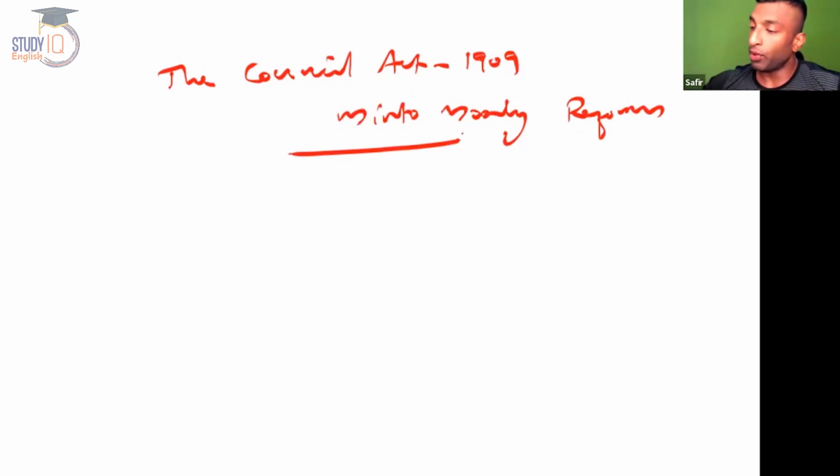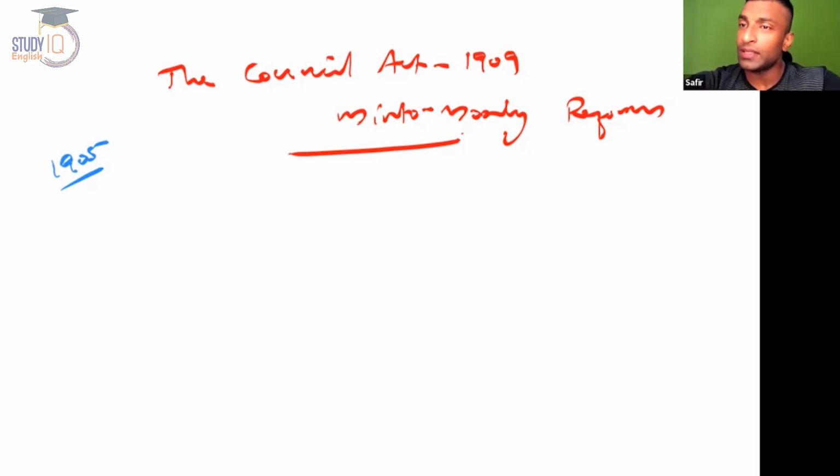So Minto-Morley reforms. Now I hope you know the context of this already. 1909 it is. So by 1905, like partition of Bengal and the associated development, Swadeshi movement is going on, and extremists is emerging very strongly, and they are saying that they need to extend it to the other parts of India also, not only confined to Calcutta or Bengal. They want to extend it to the other parts as well.